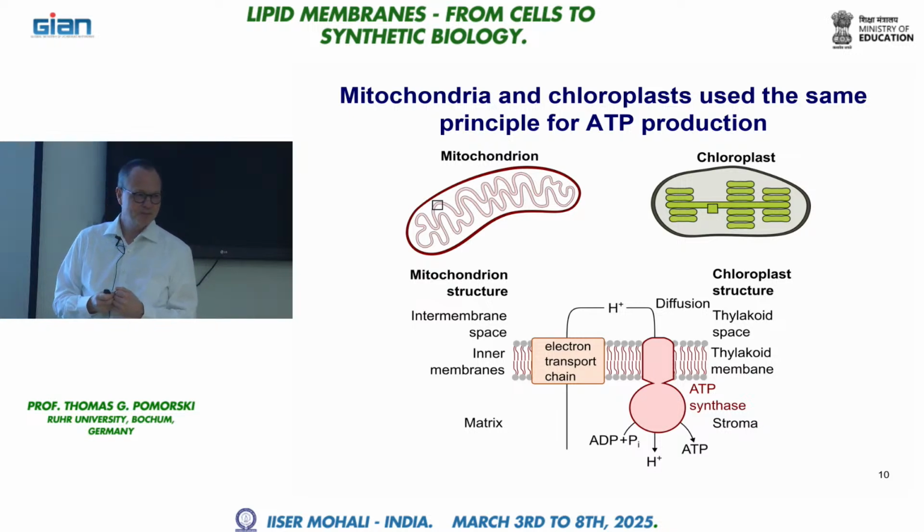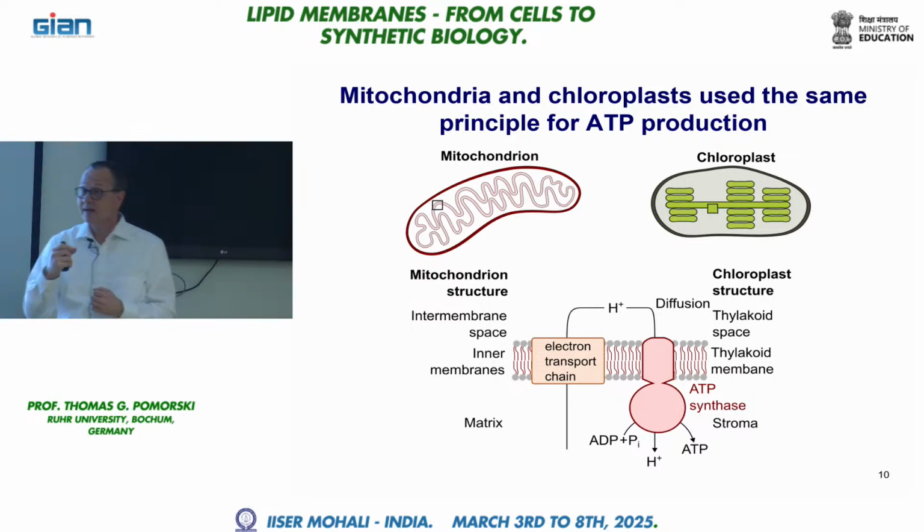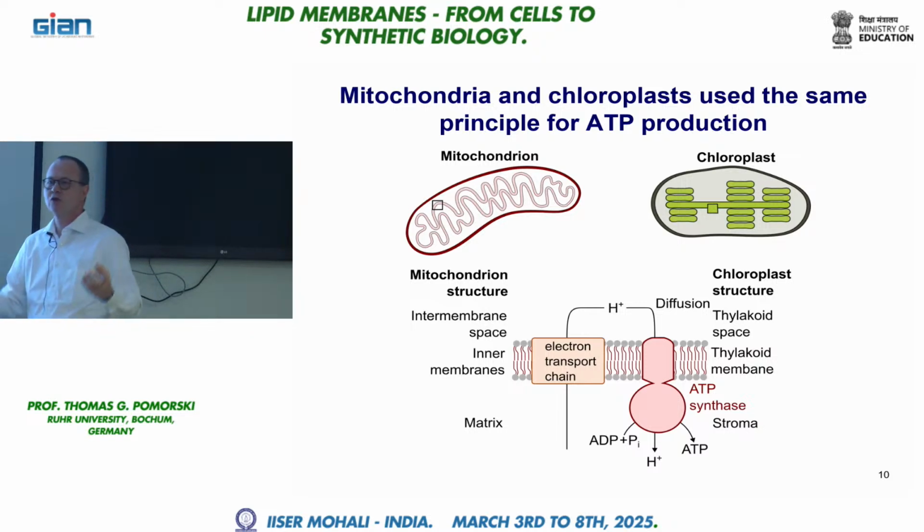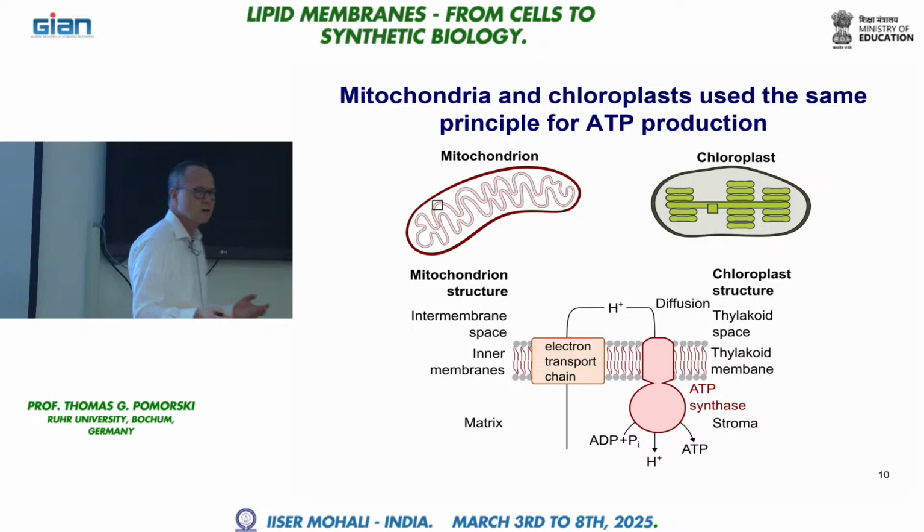Outer membrane is from the host cell. It's almost from the plasma membrane. This membrane is plasma membrane-like, and this is the membrane of the original organism taken up. What would this tell you without much knowledge about the lipid composition? What would you expect for these two membranes in terms of lipid composition?